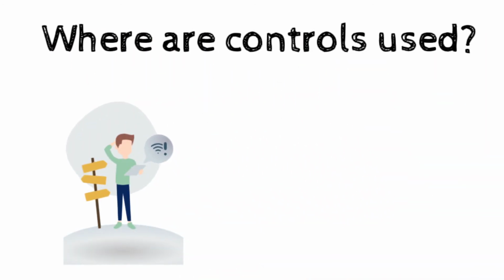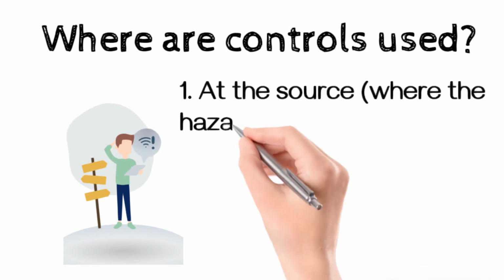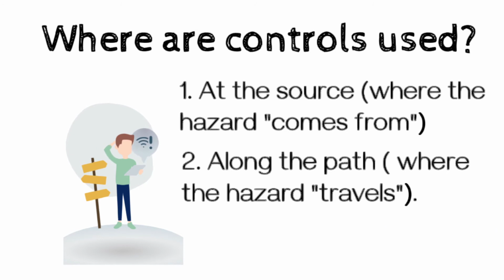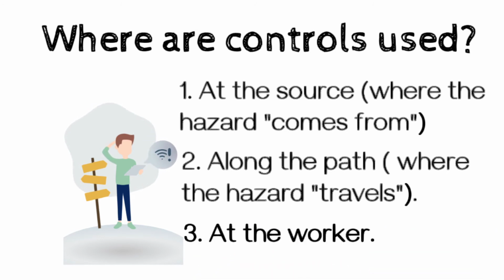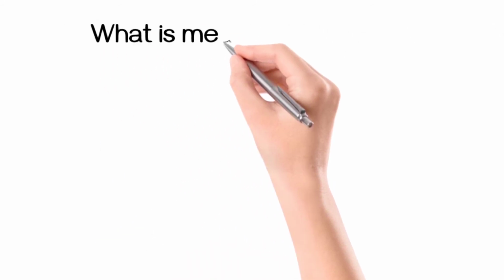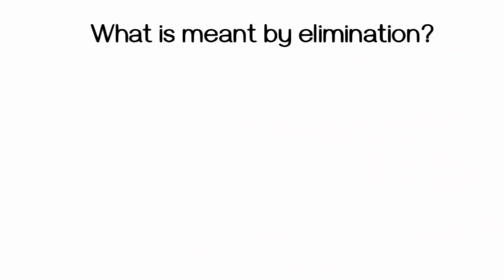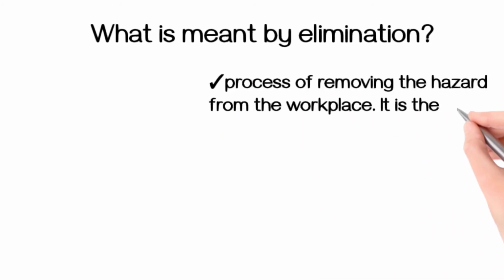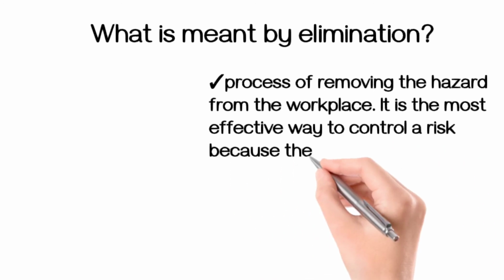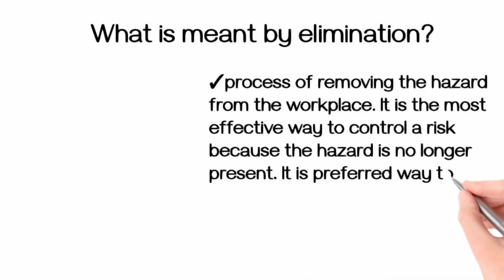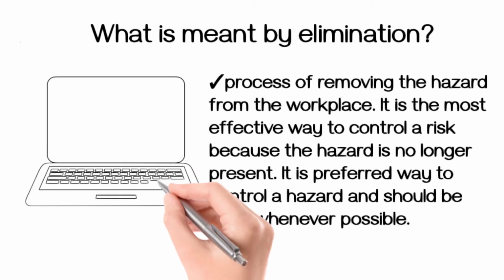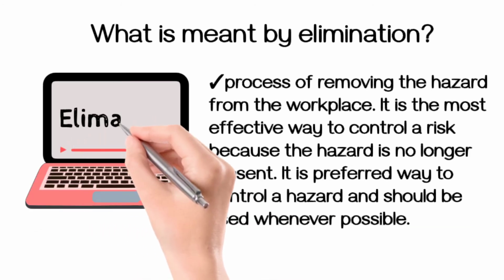Where are controls used? At the source where the hazard comes from, along the path where the hazard travels, and at the worker. What is meant by elimination? The process of removing the hazard from the workplace is the most effective way to control the risk because the hazard is no longer present. It is the preferred way to control the hazard and should be used whenever possible.